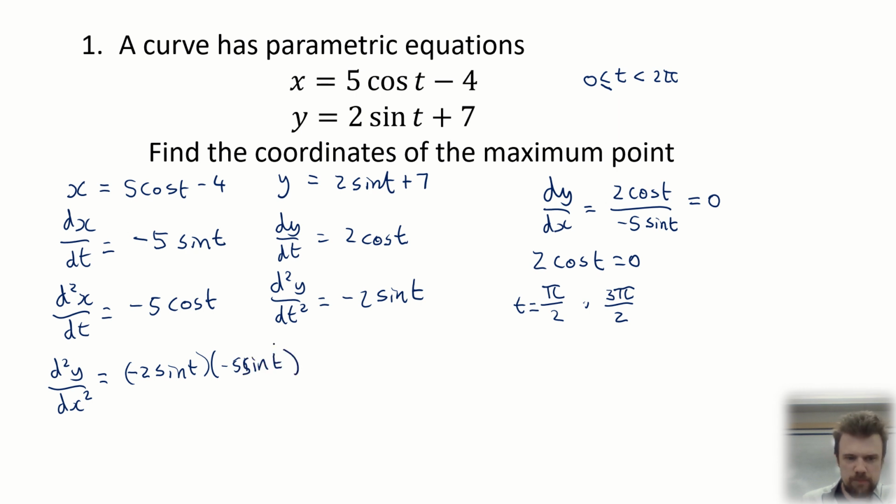Terribly written there. Minus dy over dt, which is 2 cos t, times d squared x over dt squared, which is minus 5 cos of t. And we're dividing all of that by, a terrible line there. You can tell I'm doing all these videos live. Mistakes will be made. Terrible handwriting will happen. But it's fine.